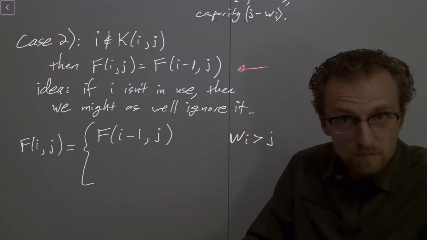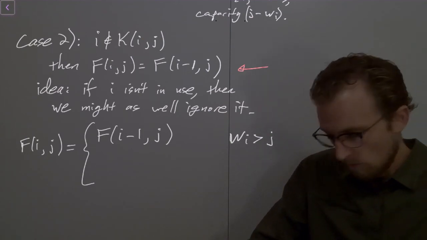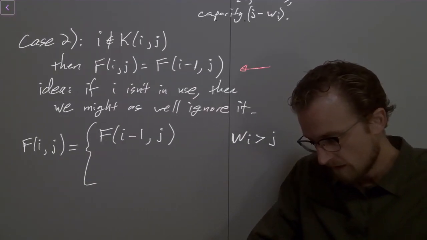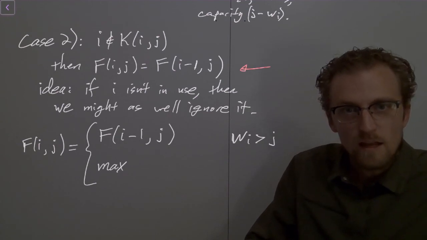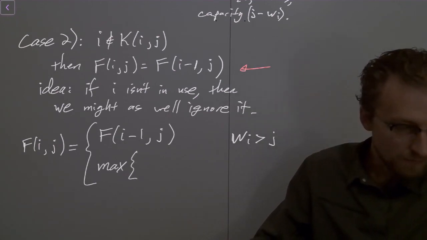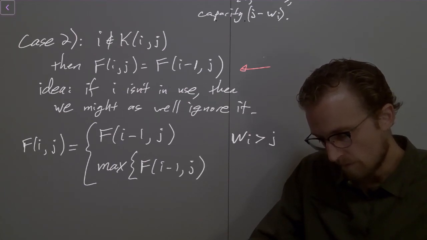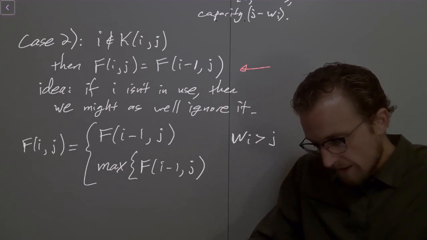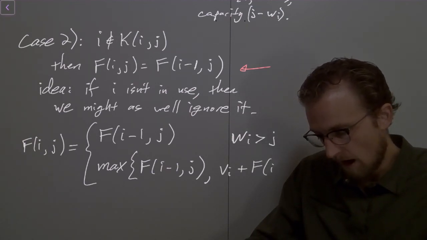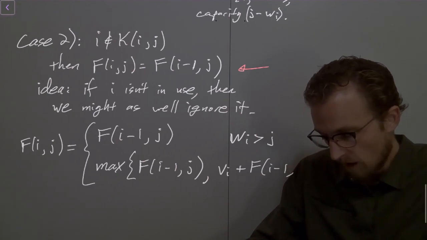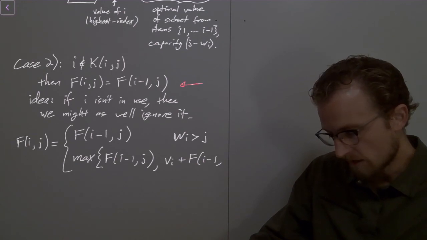Okay, so suppose it does fit. Suppose w_i is less than or equal to j, so there is a feasible subset for this capacity containing i. Then what we have is a combination of the above two ideas. The optimal value using items 1 through i and capacity j is the larger of two things. It's the larger of the case where i is not part of the optimal subset, which we know is f(i-1, j), that comes from right here, and the other case where i is part of the optimal subset, so that's v_i plus f(i-1, j-w_i).